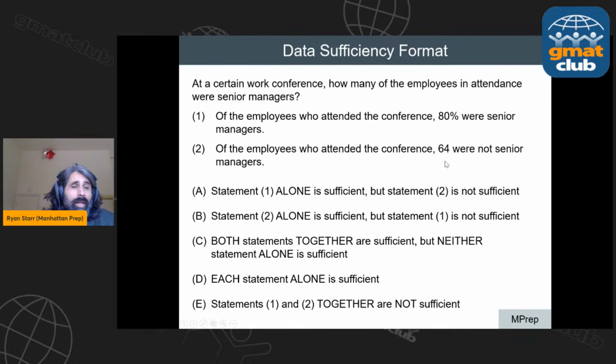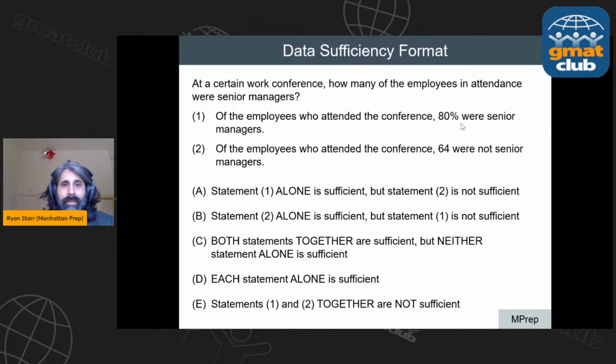Similarly, in statement 2, we've got an actual count here, 64, but this is 64 who were not senior managers, and the question's asking how many were senior managers. So it's a count, but of the wrong thing. However, when you combine these two statements, this is where the logic comes in. The logic you have to see, of course, is that you're either a senior manager or not a senior manager.